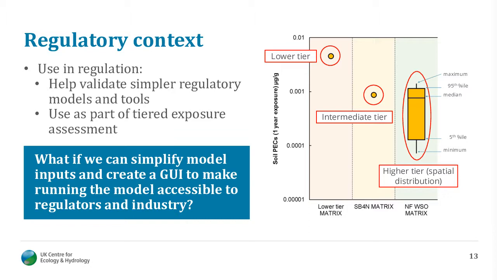So if you'd already gone through some kind of tiered approach where you had done some simple calculations to determine the risk to the environment, and those calculations, which would be as conservative as possible, came out saying, oh, actually there might be a risk. So that's on this graph here, the lower tier. You then might move on to a simpler model like SimpleBox for Nano, which again is conservative by nature, but is a bit more realistic than your simple back of the envelope calculations.